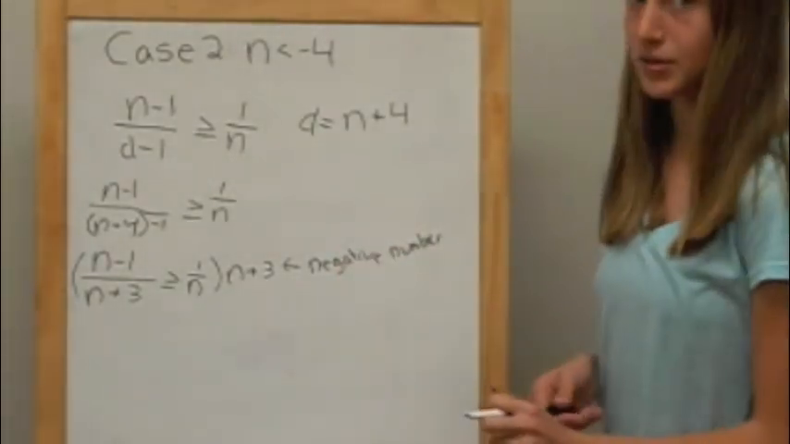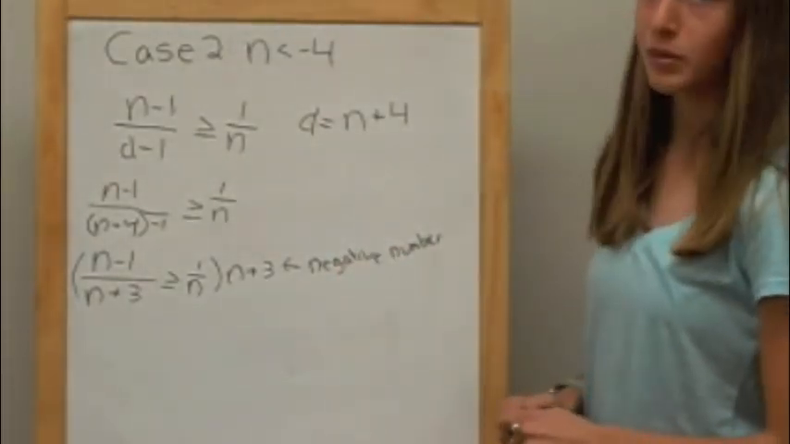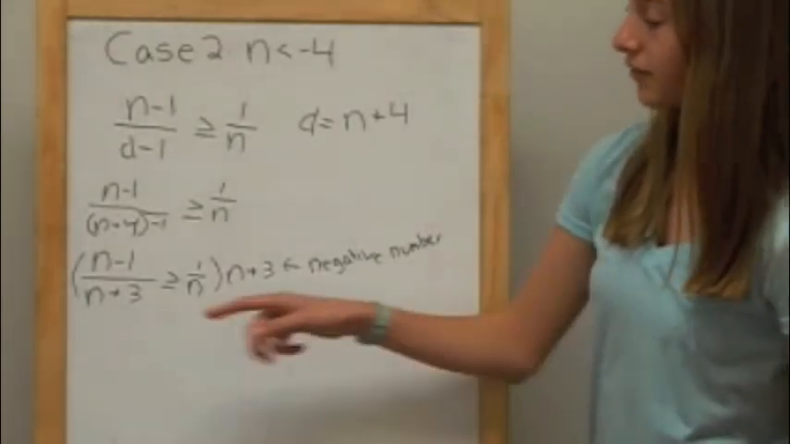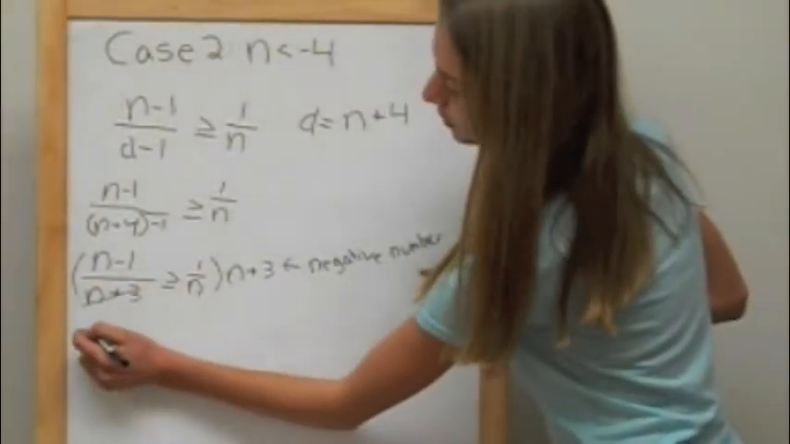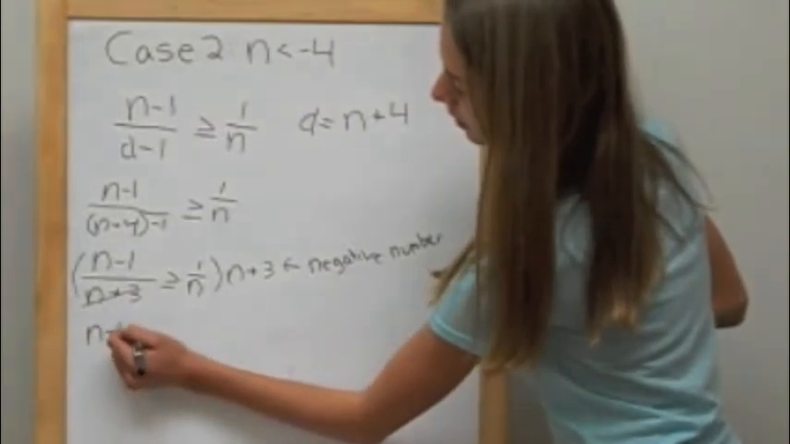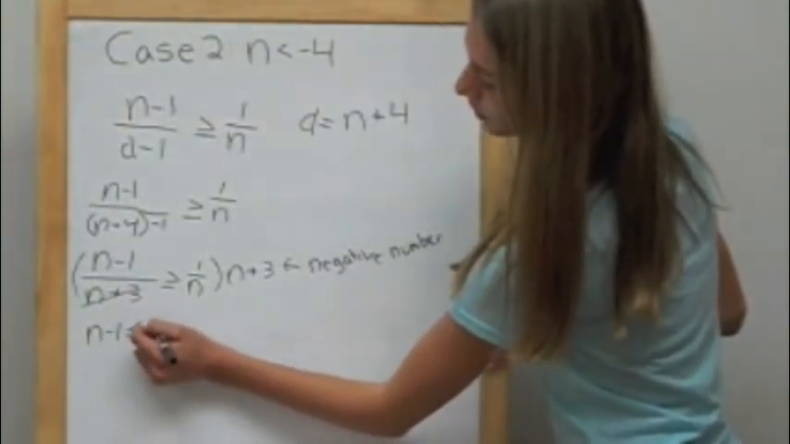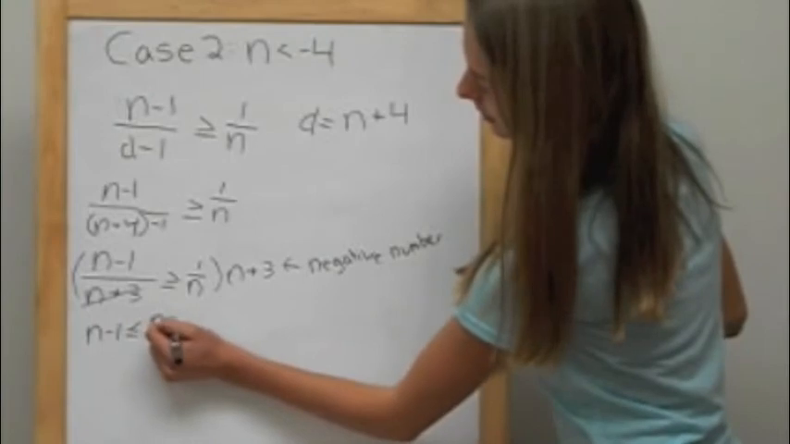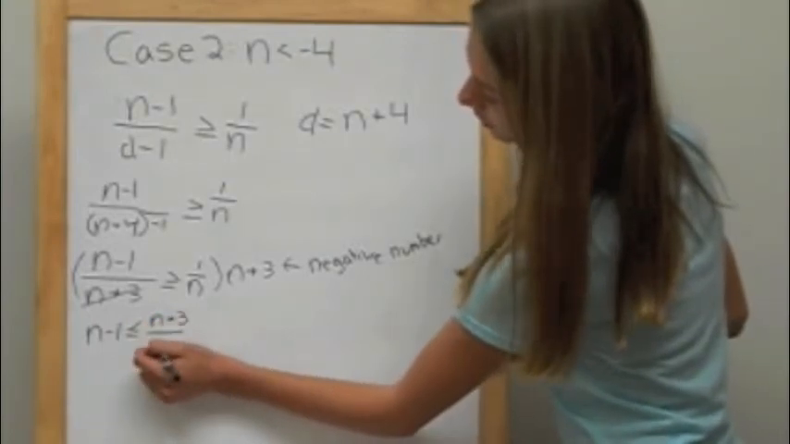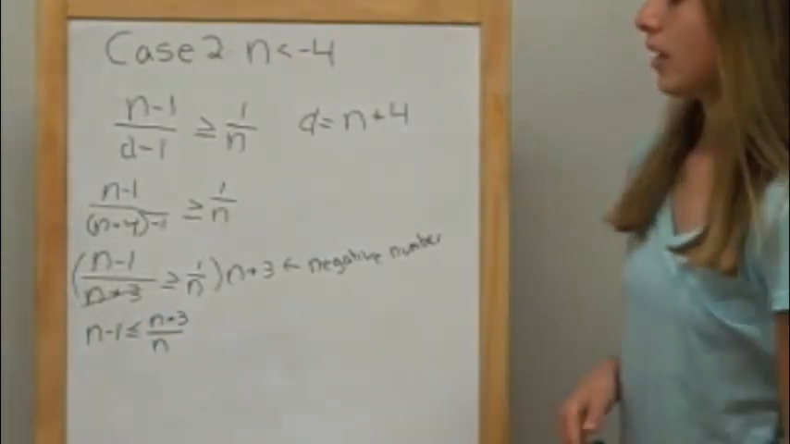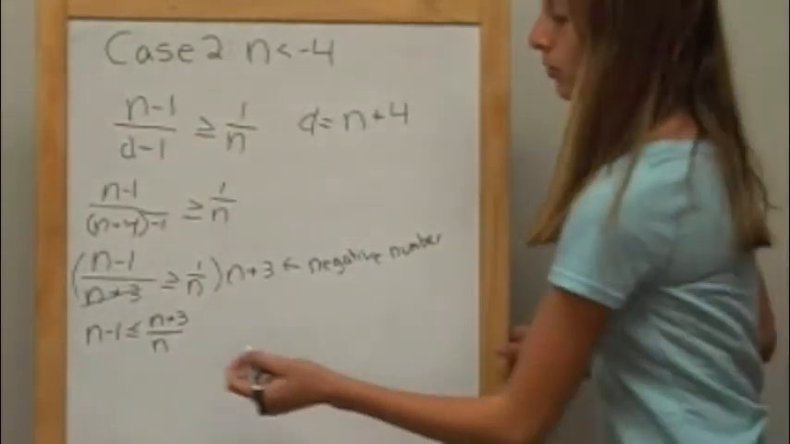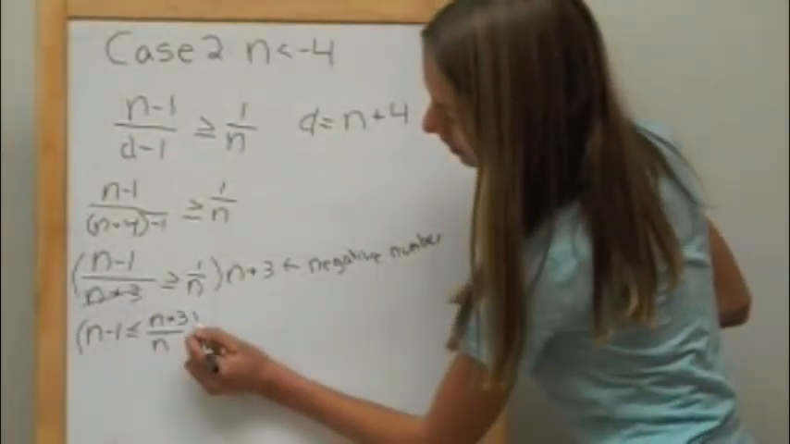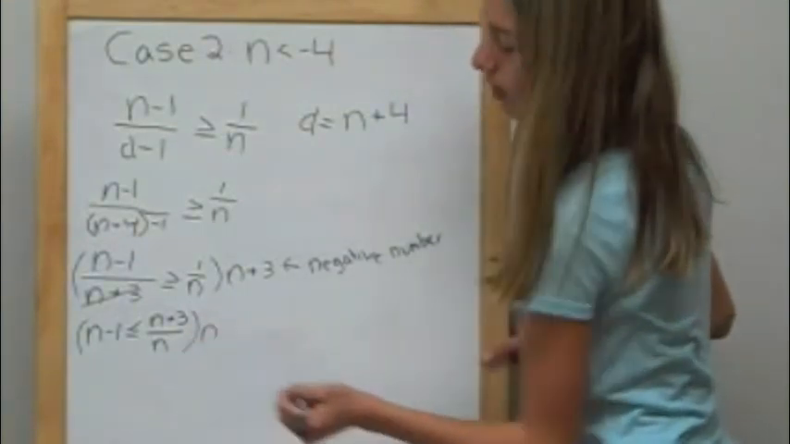So since n plus 3 is a negative number and we are multiplying by a negative number, we have to flip the inequality sign. Now we multiply... is less than or equal to n plus 3 over n. Now we also have to get rid of n in the denominator position. So we multiply both sides by n.